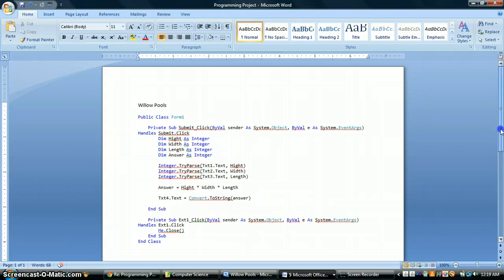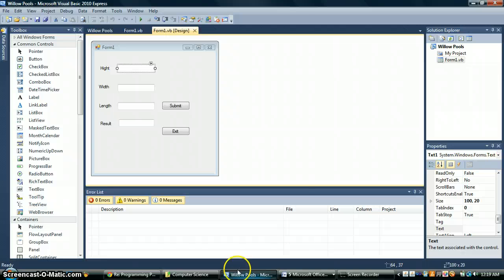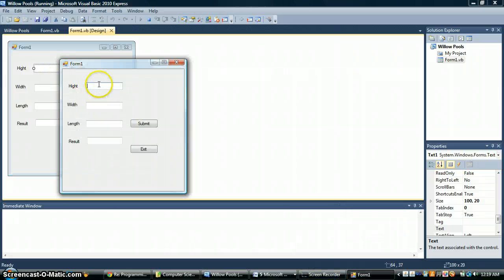This is the code that I wrote for the Willow Pools project, and that can be seen running as the application right here. We hit F5 and we can put in a height of 2, a width of 2, and a length of 2. And you can see it just takes that times that times that to give the result of 8.